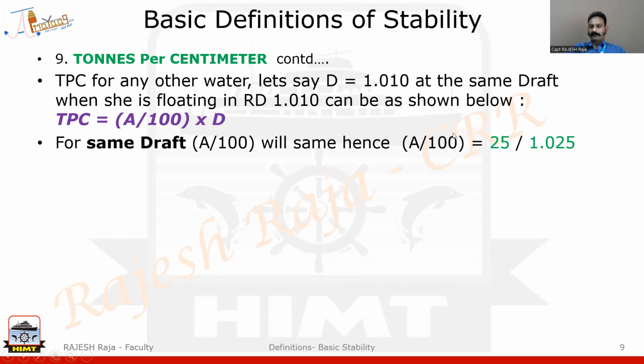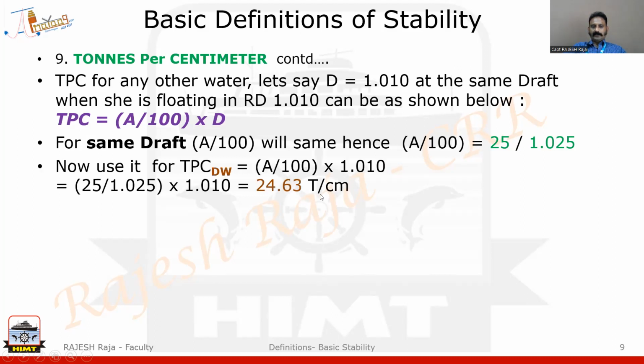The moment I get A by 100, I can calculate the TPC of dock water. So all I'm going to do is use A by 100 in the same formula which is in the violet color, but this time I'm going to put the density of the water in which I'm floating. So what I did was 25 divided by 1.025. This is the value at that particular 5-meter draft, and I multiplied, I got an answer.